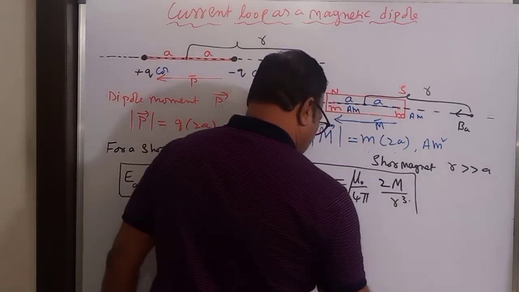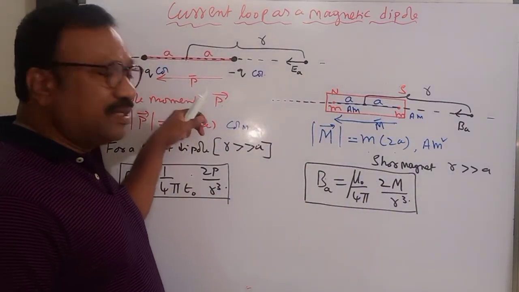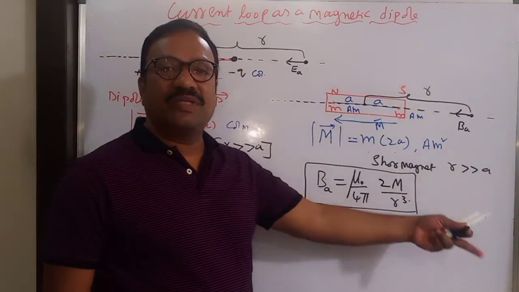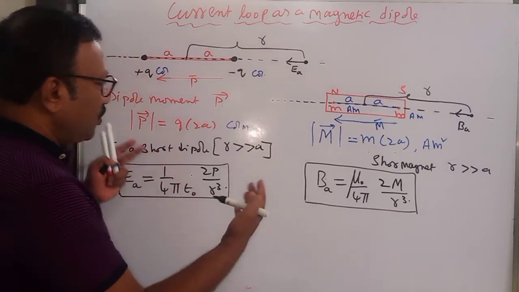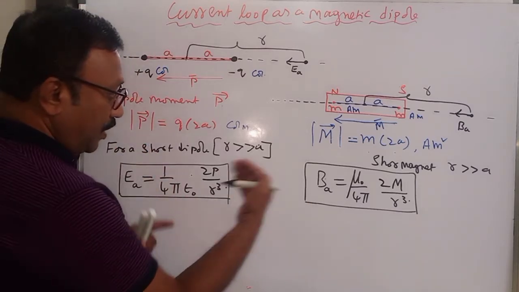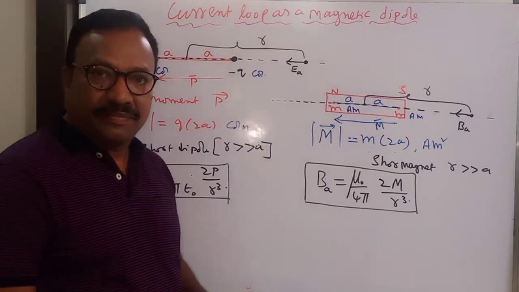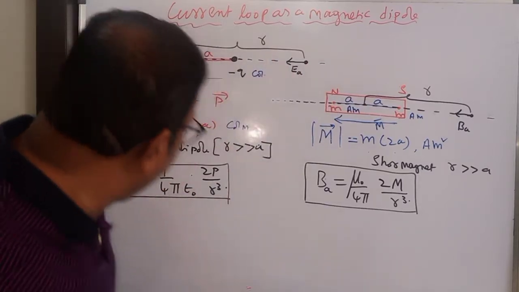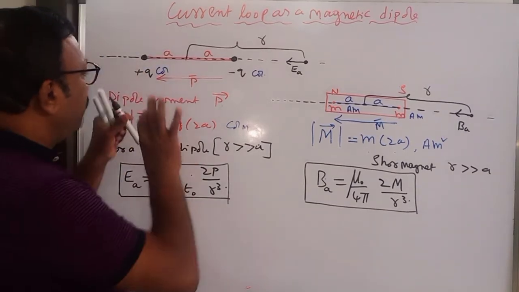But this is a magnetic field, that is an electric field. The electric dipole is producing electric field, the magnetic dipole is producing magnetic field. So there are a lot of similarities. Now, I'll erase this part and I'll bring the current loop now. Let us see. So, one more point here, the magnetic field.